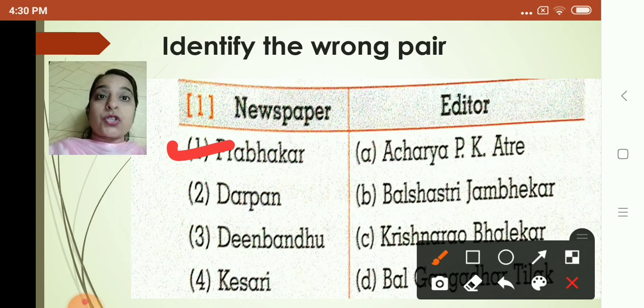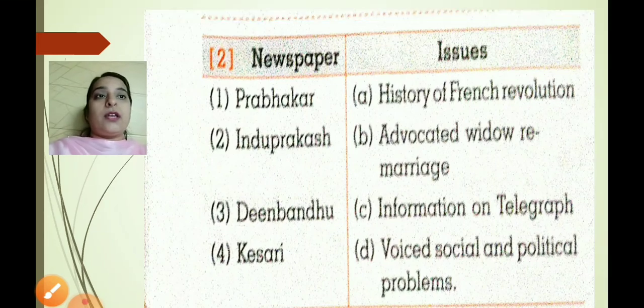So read the head question correctly. Identify the wrong pair. Okay. So you have to identify the wrong pair. You have to just click on the correct option. Okay. Now next one, newspaper and issues.